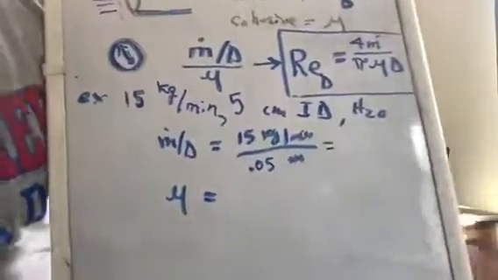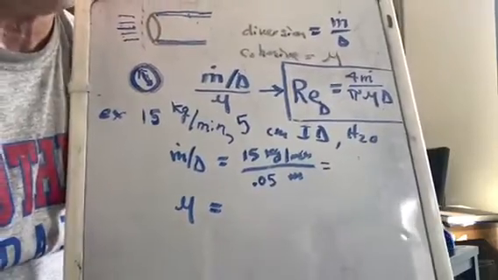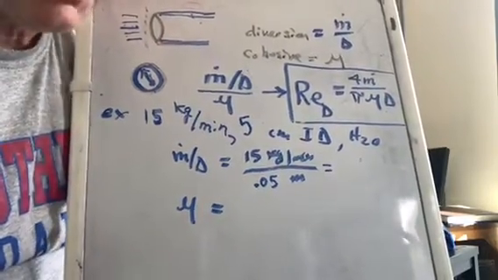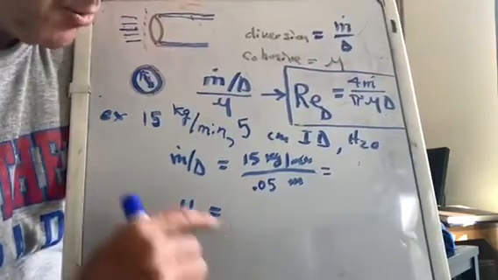Hey, sorry, I gave you one bit of data incorrectly. I said a 2-inch pipe, and there's 2.5 centimeters per inch, so it should have been a 5 centimeter inner diameter. So let's take a look at how the numbers are working out.